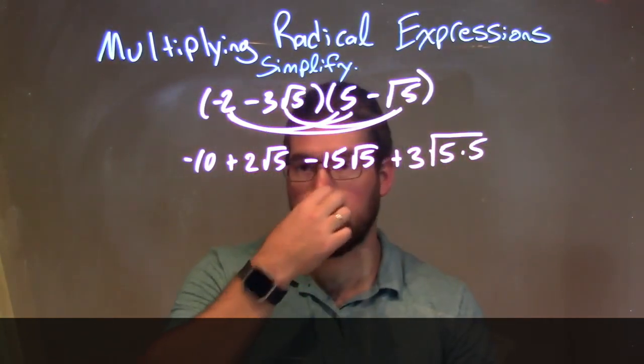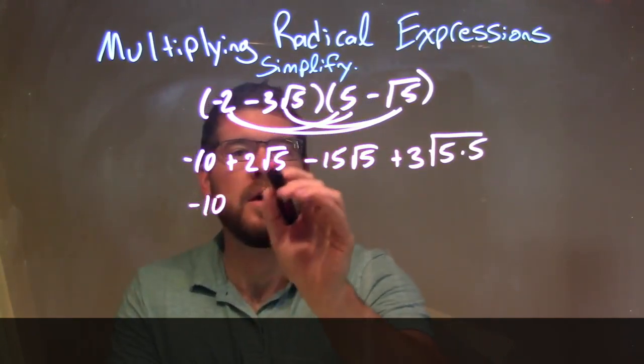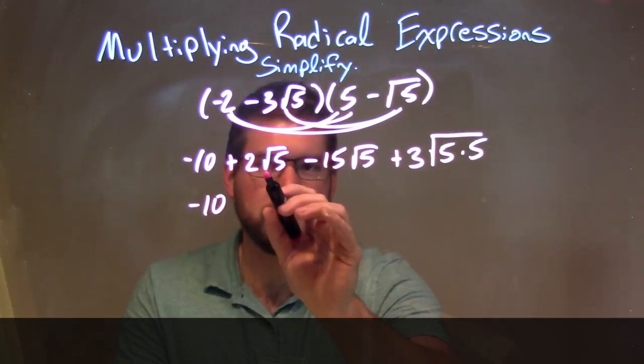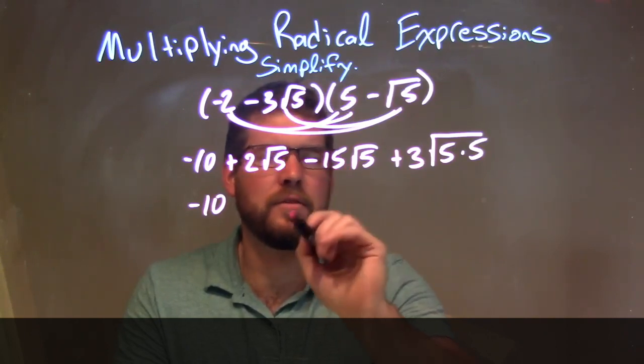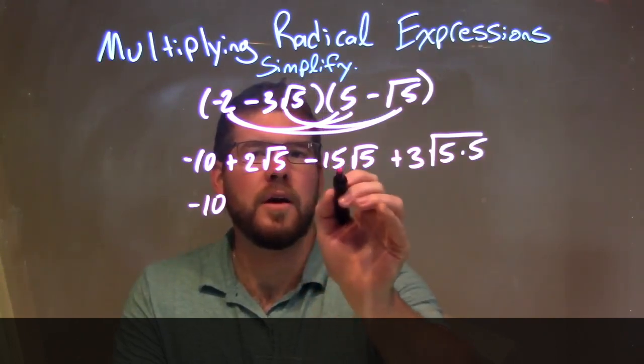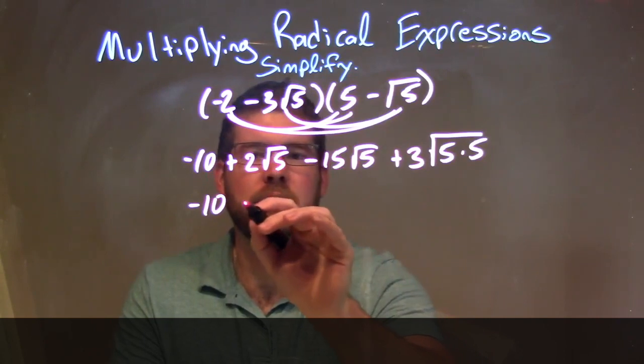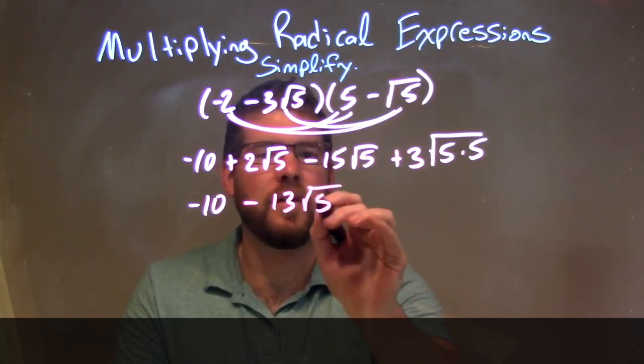So now let's simplify this. Well, the negative 10 just stays out here. But now we can combine the 2 square root of 5 minus 15 square root of 5, because both are the same square root of 5. Look at the numbers out in front. 2 minus 15 is a minus 13 square root of 5 here.